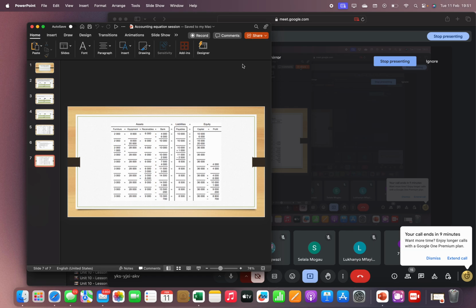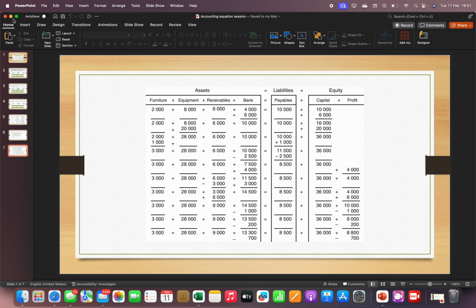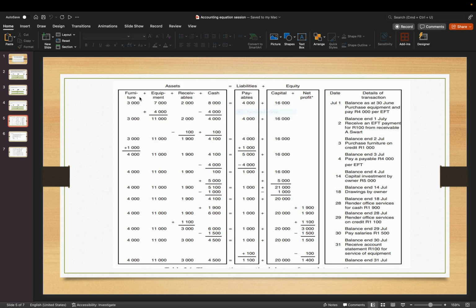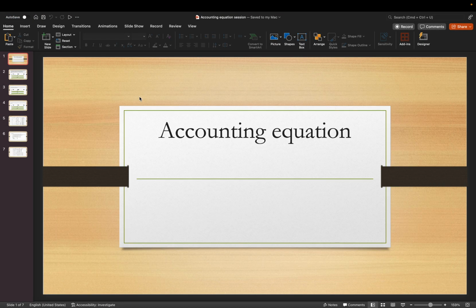If you guys don't understand, please do say. I'm here for you guys. I understand all of this. I've written all of this, so I'm just here for you. So this is the accounting equation. This is chapter 4. I'm going to touch just briefly on it before our time is up.